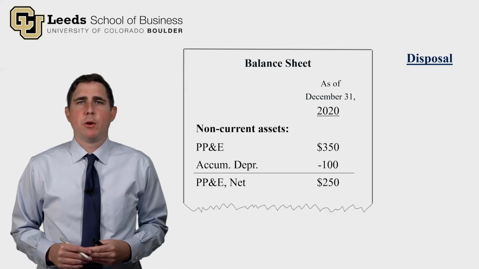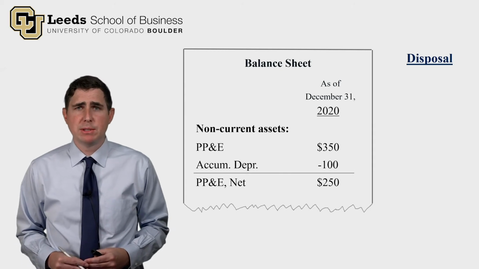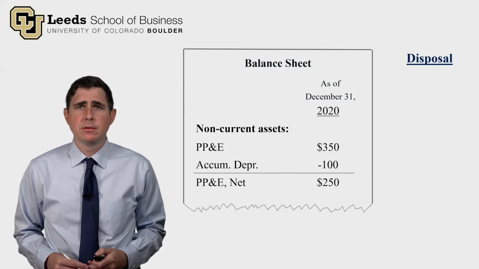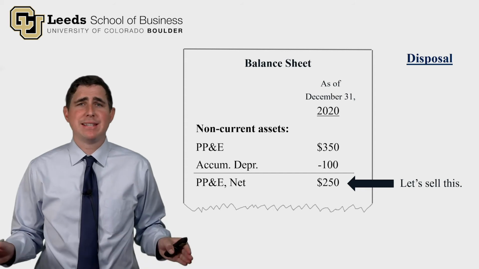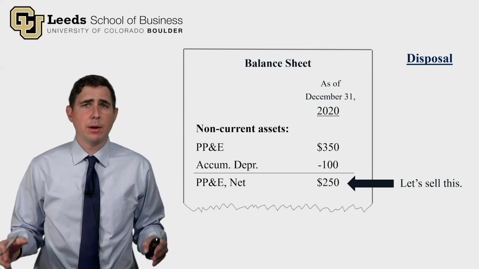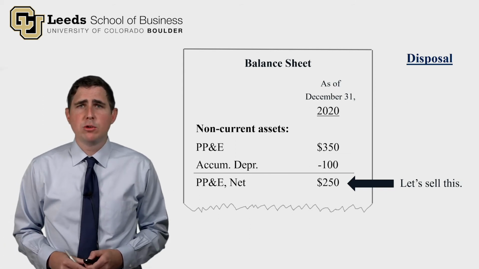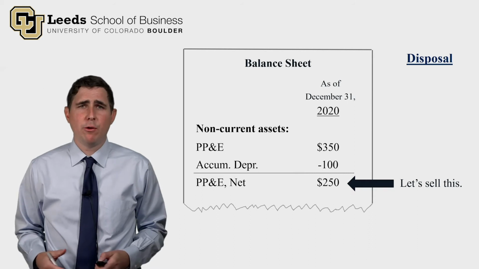Next, we'll talk about disposal of an asset. So again, we're stopping 1 year after we bought the asset. Its book value is $250. And now we want to sell it. It's really not working out. My feet hurt. I'm done. I want to sit in a chair. Let's sell this treadmill desk. Its book value is $250. How much can we get for it?